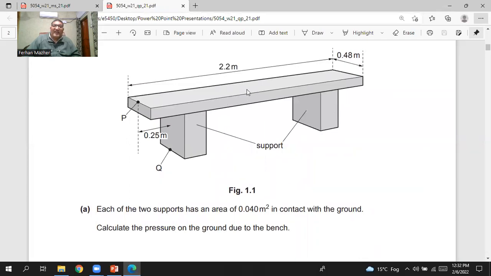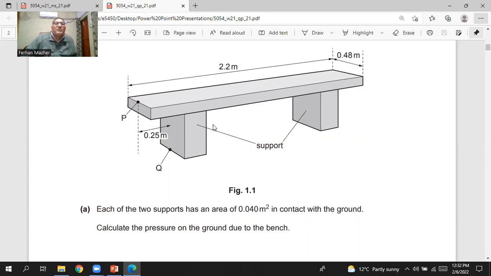The other force is the weight of the bench, and it is acting at the center of mass or center of gravity. The weight of the bench is 2000 Newton, and its distance from the pivot will be 1.1 minus 0.25 meter. Because Q is here, this distance is 0.25. From here to the center of mass, the distance is 1.1 meter. So from 1.1 meter you subtract 0.25 meter, and you will have the distance from this point to the center of mass.